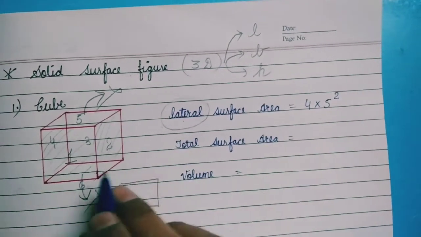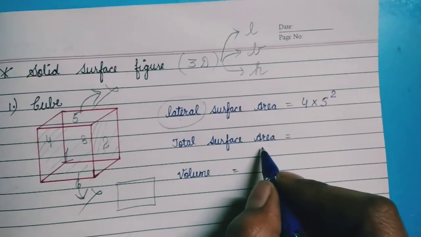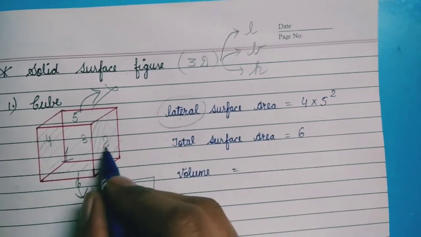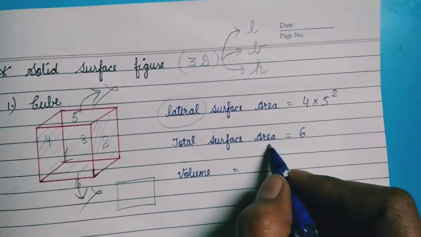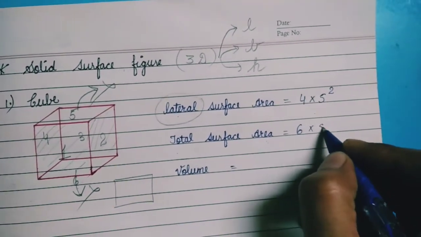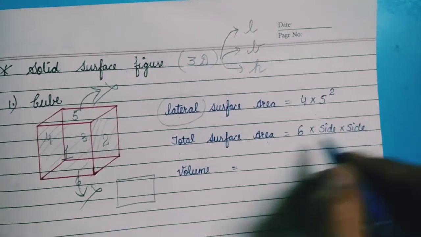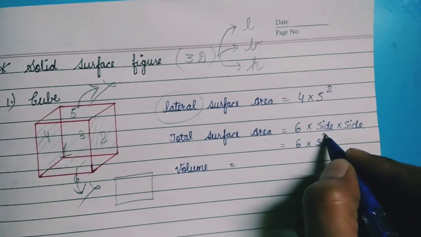Total means whatever the number of surface areas there are, whatever the number of squares there are, we will write here, because 1, 2, 3, 4, 5, 6 surface areas are there, and the area of a square is side into side, which can be written in the form 6 into side square.